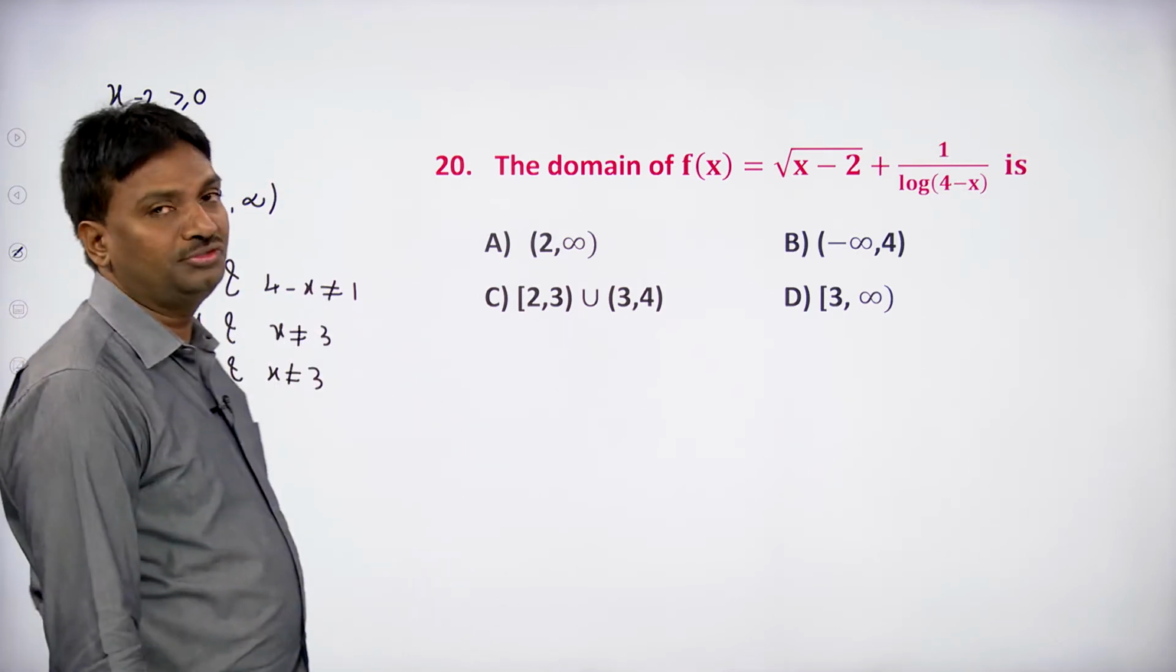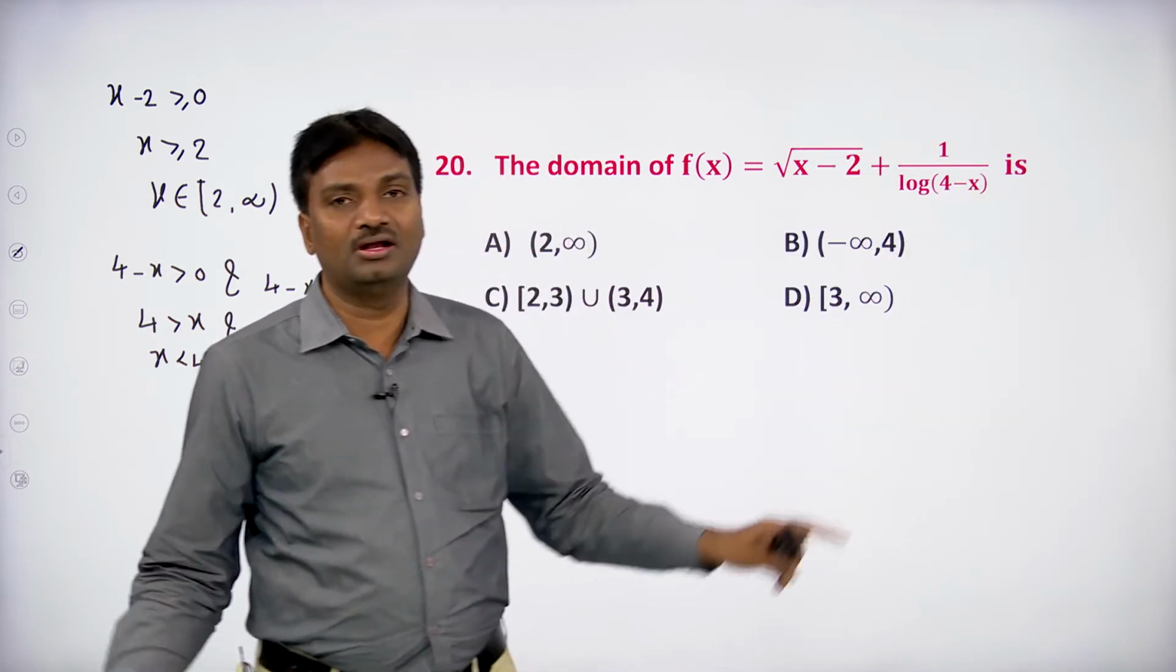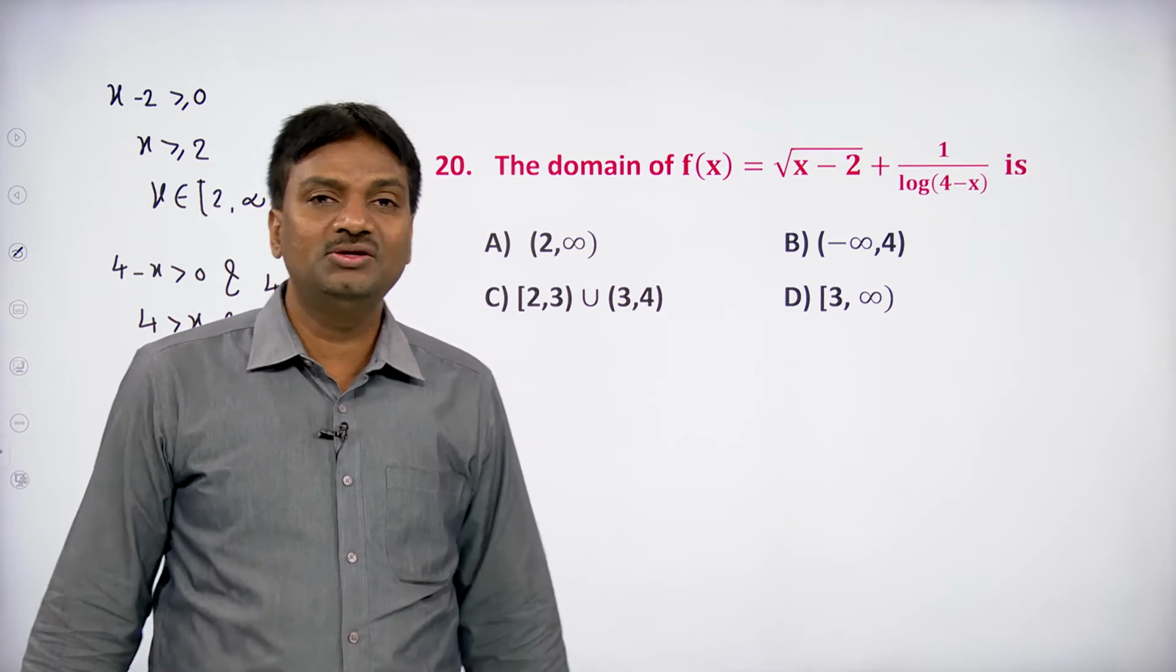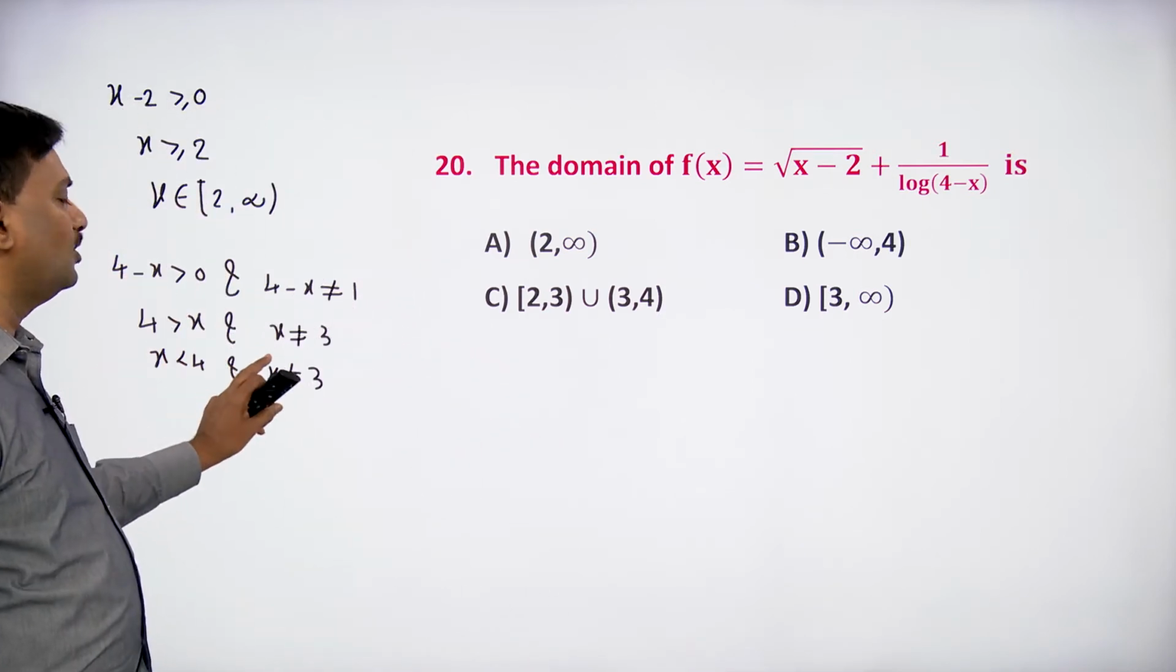X not equal to 3. If you take x equal to 3, 4 minus 3 is 1. So 1 by log 1. Log 1 is again 0. 1 by 0 is infinity, not defined. So that's why don't consider x equal to 3.